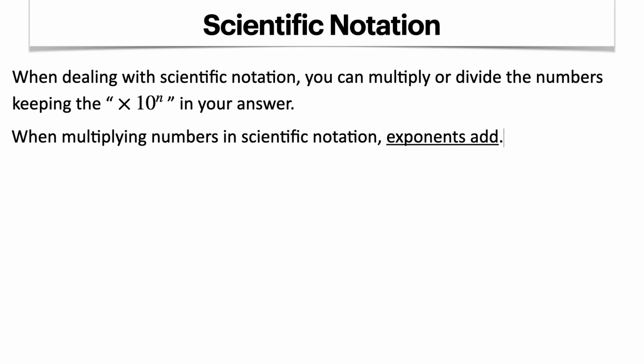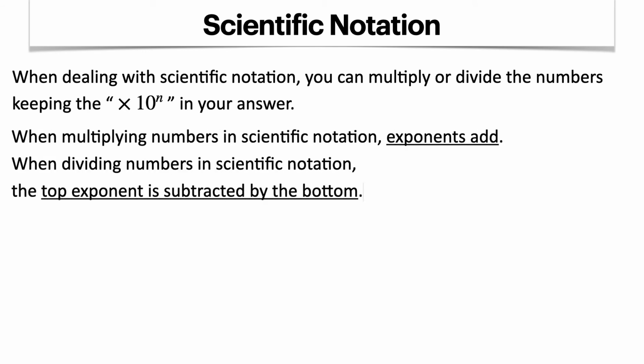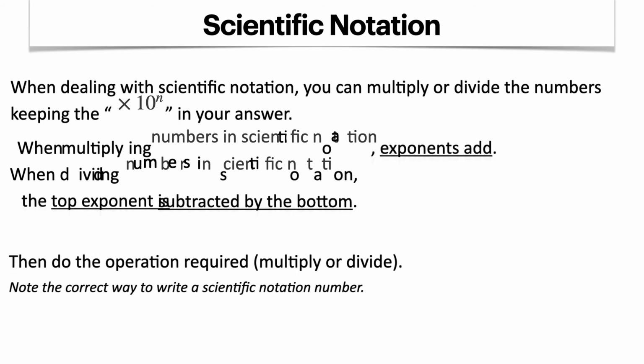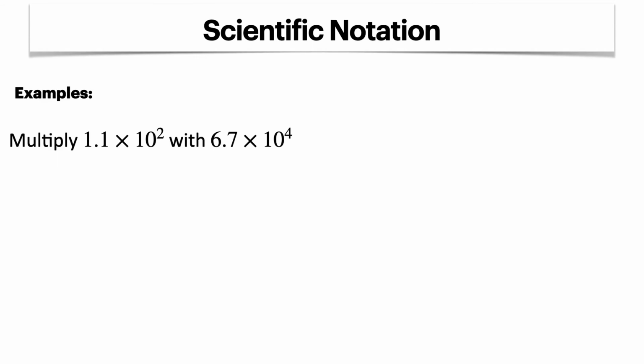Now, when multiplying numbers in scientific notation, exponents will add. When dividing them, exponents will be subtracted, from the top number, bottom number. Then do the operation required, multiply or divide. Note the correct way to write a scientific notation. Okay, so let's take a look at an example. I think it's going to clear it up a lot.